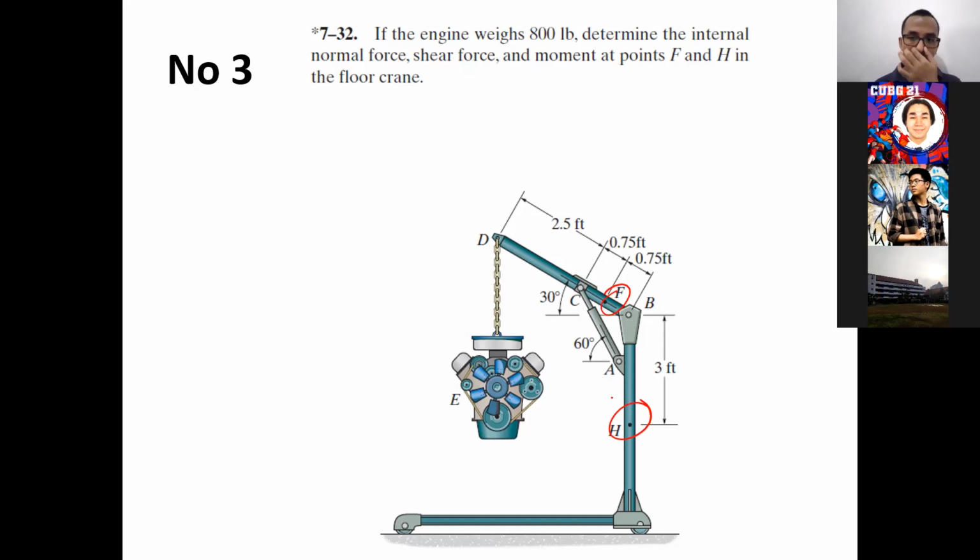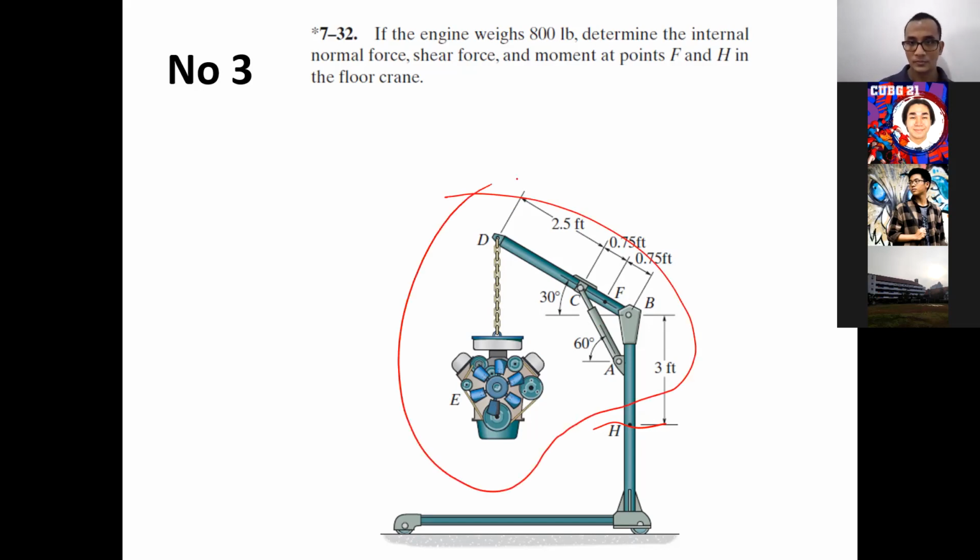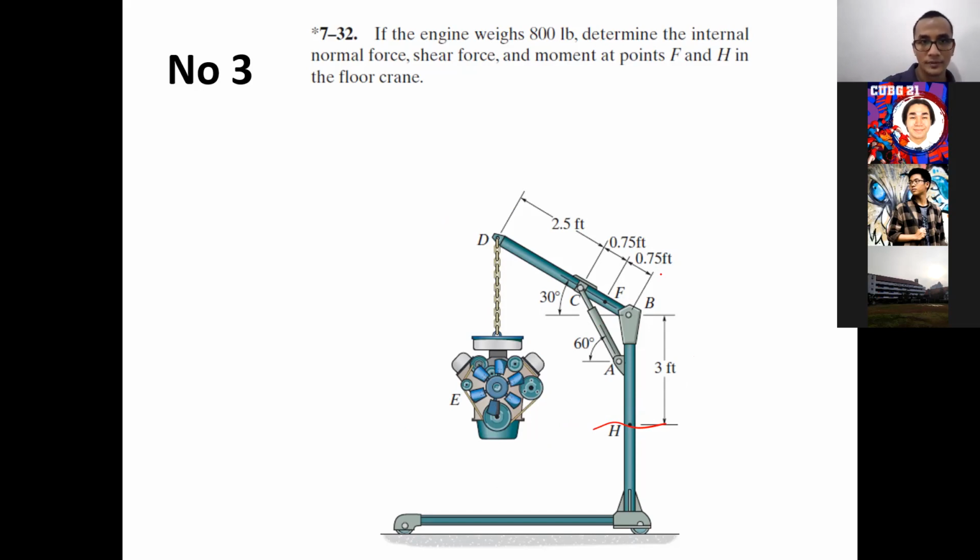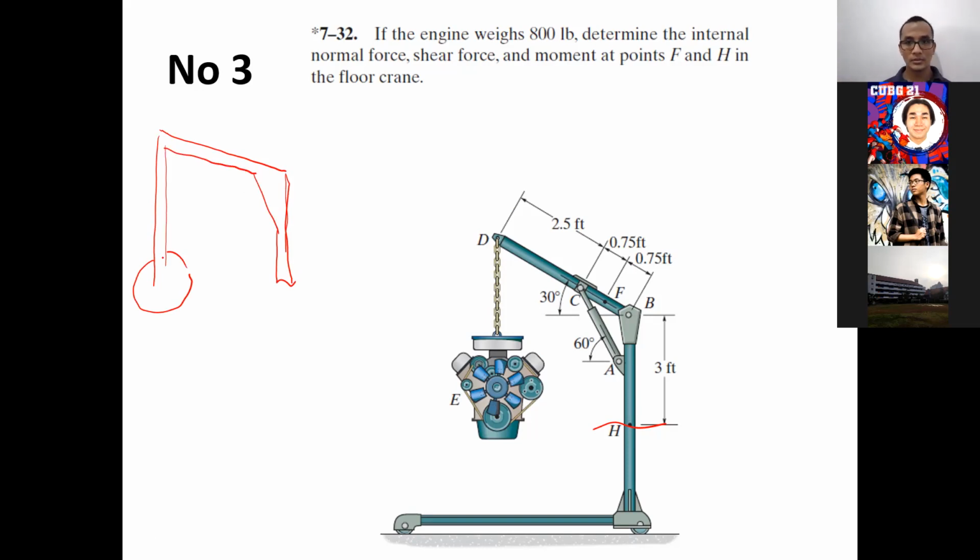Yeah, for H is actually much simpler to solve. Why do I say that H is much simpler to solve? Because for H, internal force at H, basically we can do the section here, right? Without solving anything, we can directly solve this by solving this particular cut. So basically for H, we can just draw the free body diagram like this.